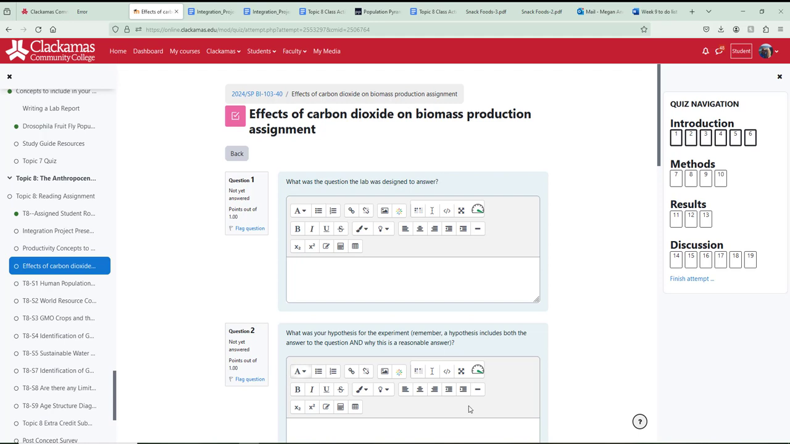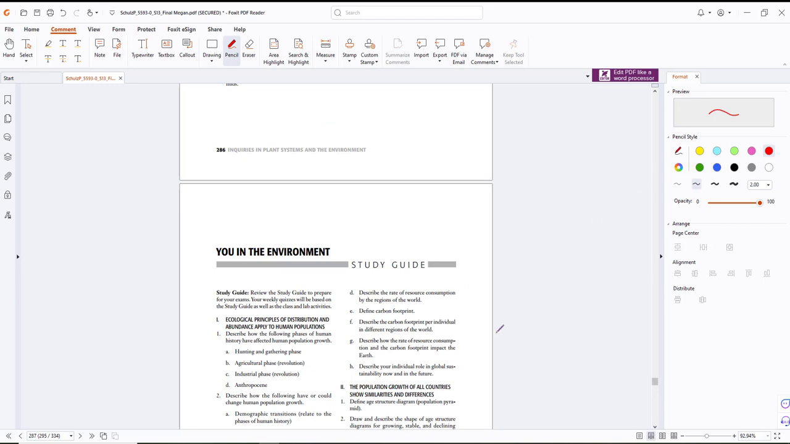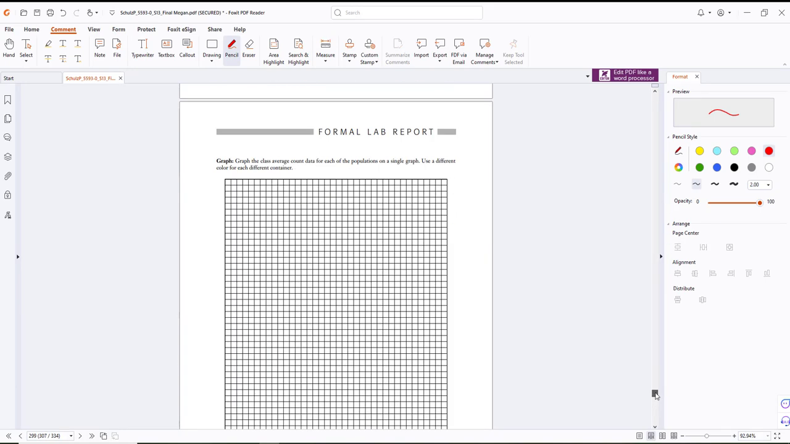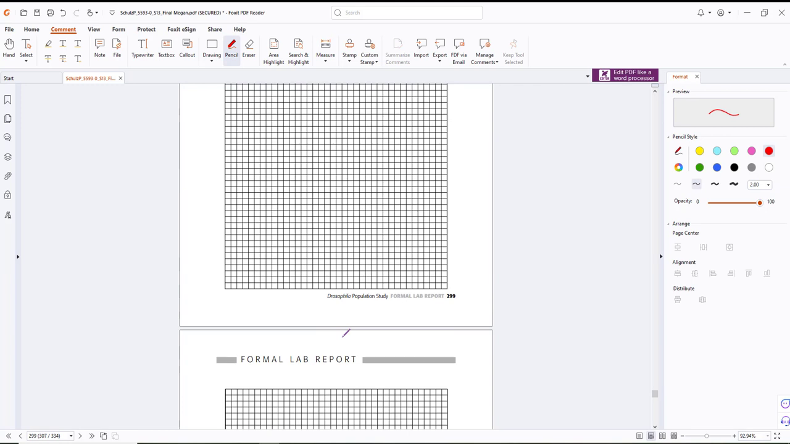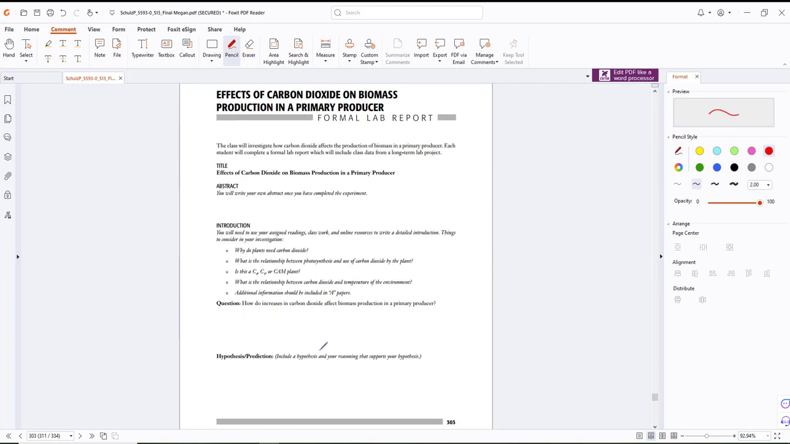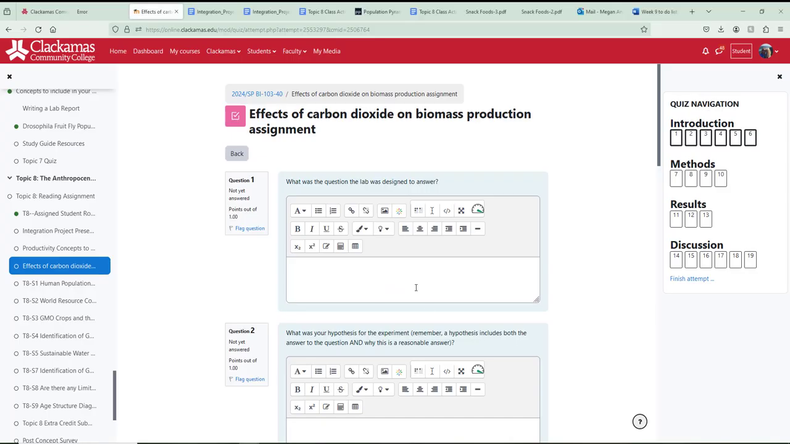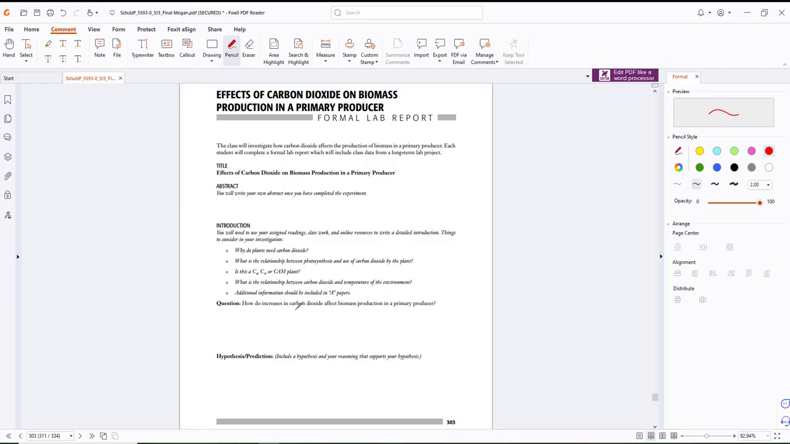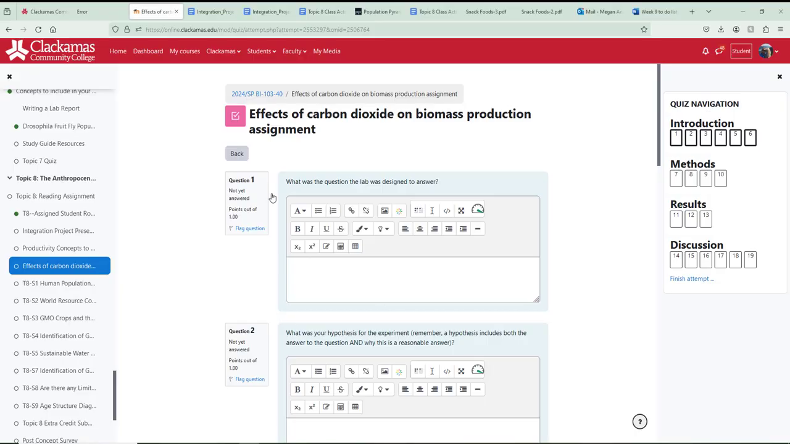Starting on page 330 in your workbook, you'll have your formal lab report. So you want to have that handy while you are working through this quiz. So the first question: what was the question the lab was designed to answer? Well, I'll give you a hint. Here it is. Just copy that down. That's a giveaway. Answer that.